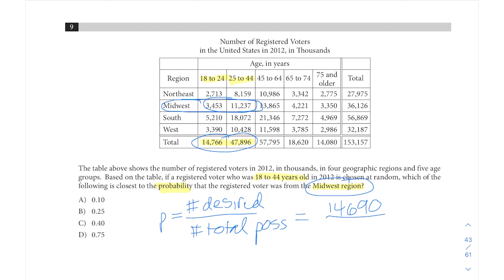So it's the 14,766 and the 47,896, which gives us 62,662. And to do the exact math on that, remember this is still just going to be an approximation because they do say closest to in the question. But since we have a calculator, we don't have to worry about trying to approximate mentally. We can do the exact math. That comes out to 0.23 and change, which is close.